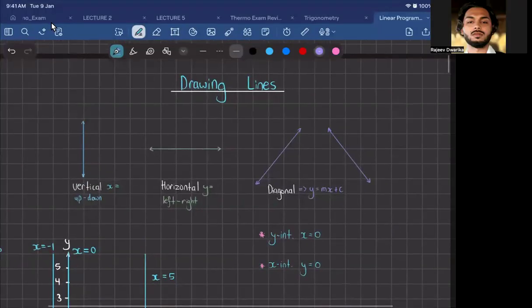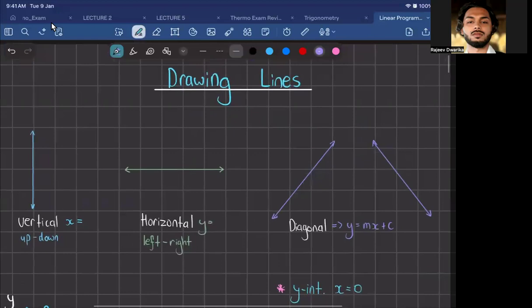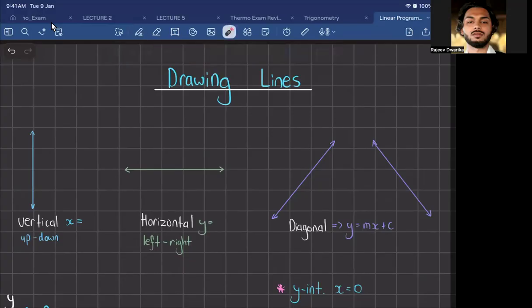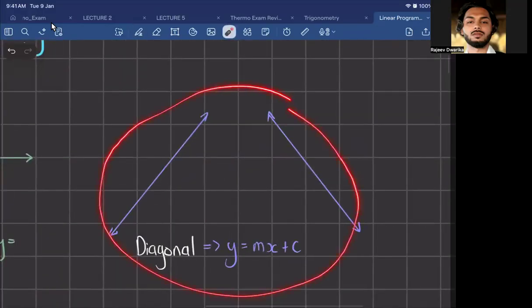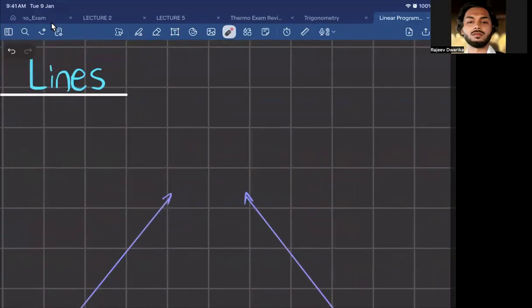Next thing, we're just going to do a quick overview of lines. There are 3 types of lines you need to be acquainted with: a vertical line, a horizontal line, and a diagonal line. Have you dealt with plenty of diagonal lines before? Yes, sir. What's the general form of a line, remind me? y equals mx plus c.